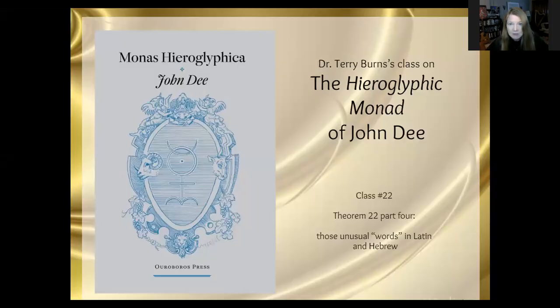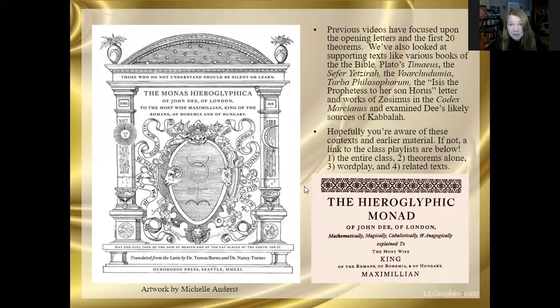But today, since we are up to Theorem 22 in our class on the Hieroglyphic Monad, what I want to do is look at that strange concoction of letters that comes near the end of Theorem 22. All we're going to do in this class, which is the fourth of 5 installments on Theorem 22 alone, the most complicated theorem in the Hieroglyphic Monad, is look at those unusual words that are not words in Hebrew and Latin. Okay, so that's all we're going to do here. Set up the context and look at what those letters mean, or what we think they mean.